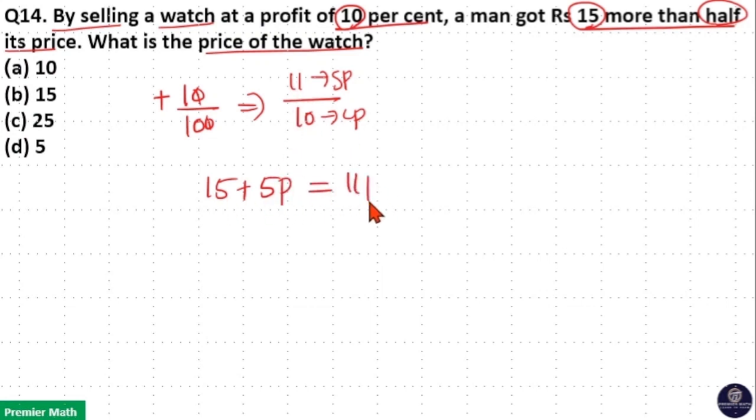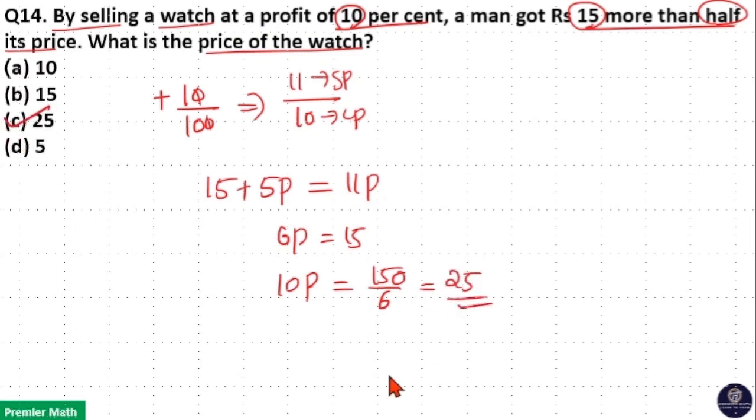That is 11 part. Because what he got is 15 more than half its price. So, here total selling price is 11 part. Then, he got 15 plus half of its cost price which is equal to the selling price. That means here 6 part is equal to 15. Then we need to find cost price, that is 10 part. Then 10 part is equal to 15 by 6 into 10, that is 150 by 6 which is equal to 25 rupees. So option C is your answer.